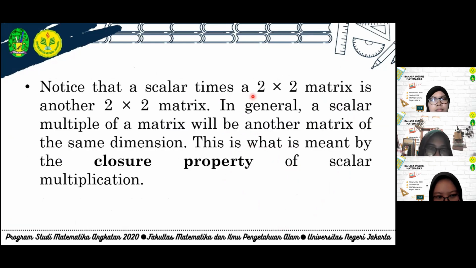Okay, notice that a scalar times a 2 by 2 matrix is another 2 by 2 matrix. In general, a scalar multiple of a matrix will be another matrix of the same dimension. This is what is meant by the closure property of scalar multiplication.